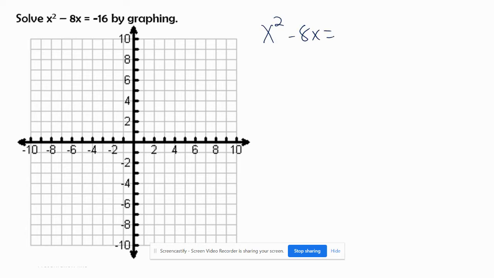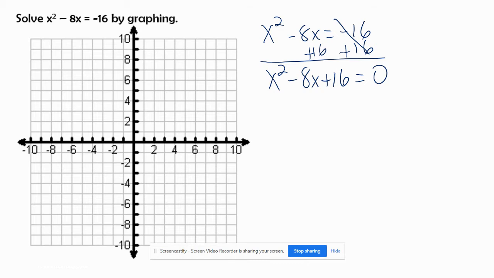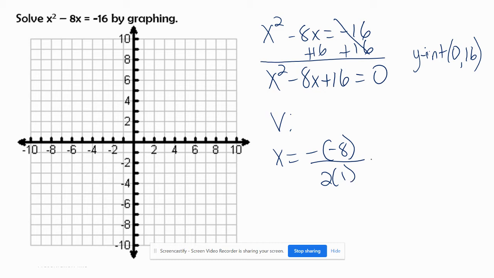We again want to make sure that it's equal to 0, and right now it's equal to -16. So I'm going to add 16 over. That's x squared minus 8x plus 16 is equal to 0. What do we know? Well, we know our y-intercept is at +16. Our vertex, -b, which is -8, over 2 times a, which is 1, gives us +8 over 2, or 4. So our vertex is at 4.